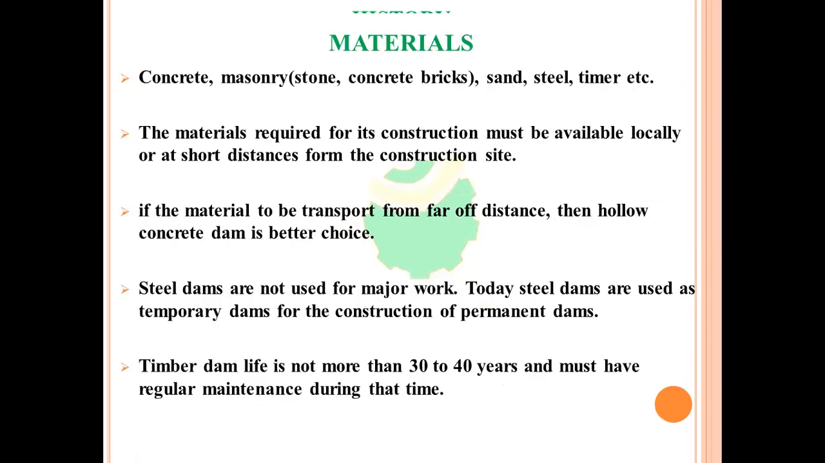What are the materials utilized in the construction of gravity dams? Concrete, masonry, sand, silt, timber, etc. are used in the construction of gravity dams. Major are concrete, masonry, which means stone, concrete bricks, sand, steel, timber, etc. The materials required for its construction must be available locally or a short distance from the construction site.